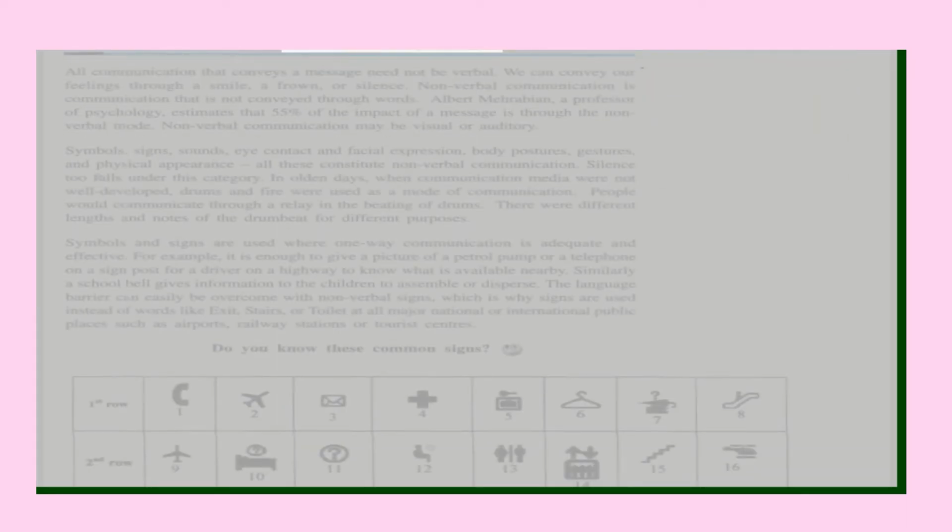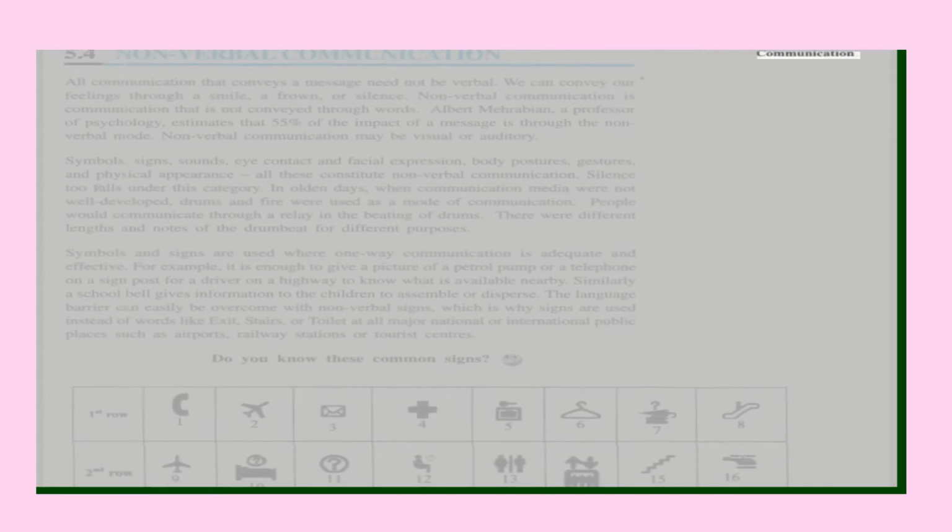5.4 Nonverbal communication: verbal and nonverbal communication. All communication that conveys a message need not be verbal. We can convey our feelings through a smile, a frown, or silence. Nonverbal communication is communication that is not conveyed through words.